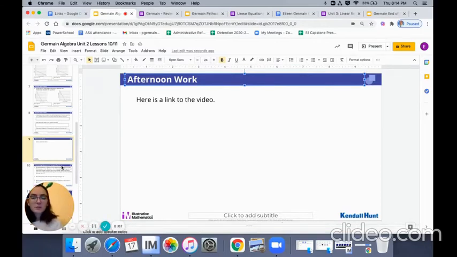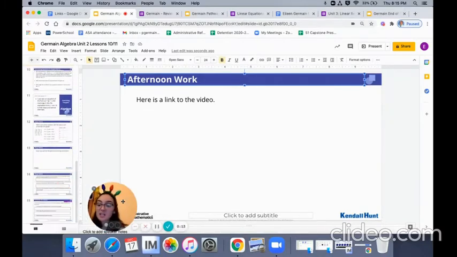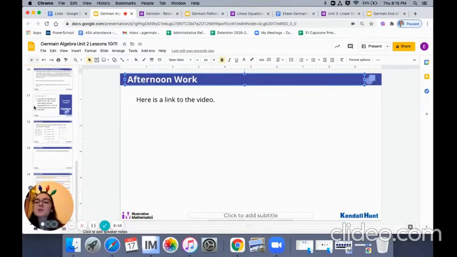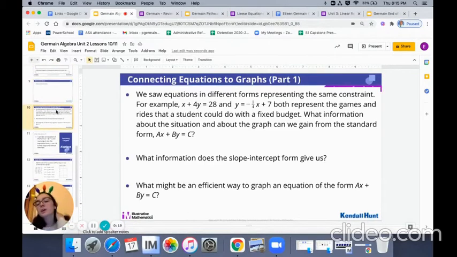What we're doing this afternoon is we're going to be taking a look at slides number 9 through 15. Yes, 15. So let's take a look at what this activity is going to ask us to do. So if we look down at slide number 10, let's take a look at the directions for this piece. So it says connecting equations to graphs, part number 1.